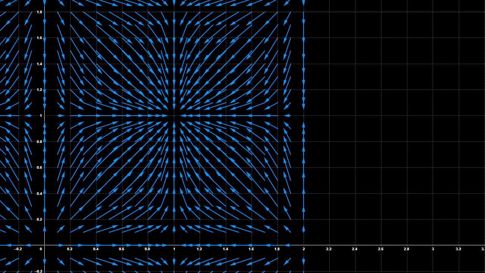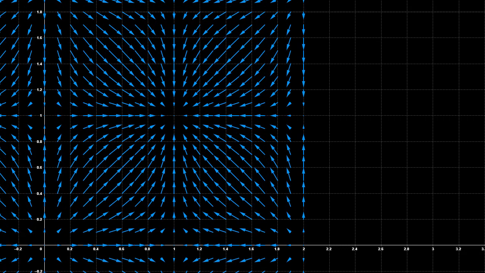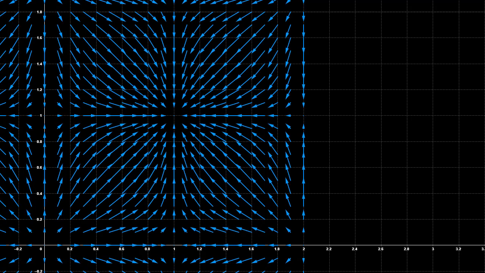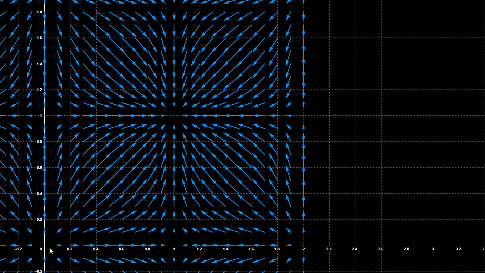Let me reduce this a little bit. Okay, just a little. So you can see that, say if we look along this line, the vectors are getting higher magnitudes, then they sort of level out, and then they start decreasing again until we get to the point 1, 1. And we can notice that all these vectors are heading towards the point 1, 1. So I think this is a great example of what a sink can look like.